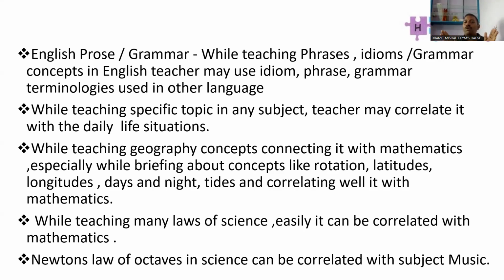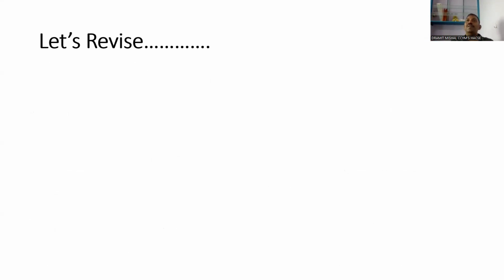While teaching a more specific topic in any subject, the teacher may correlate with day-to-day life situations. While teaching geography concepts, connect with mathematics. Suppose the teacher wants to teach concepts of rotation, latitude, longitude, day, night, tides. Connect them well with day-to-day life: how the tides happen, why floods happen, or why waterlogging happens. The child will feel more connected. While teaching many laws of science, teachers can connect them with music. Suppose the teacher is teaching the law of octaves in science, it can be connected with music: sa re ga ma pa dha ni sa. This is how correlation can be very well brought into use.